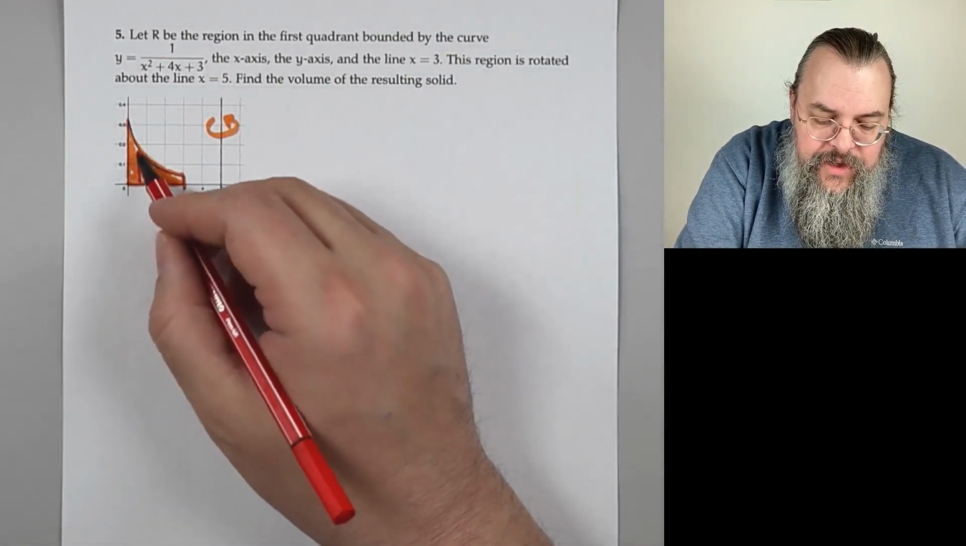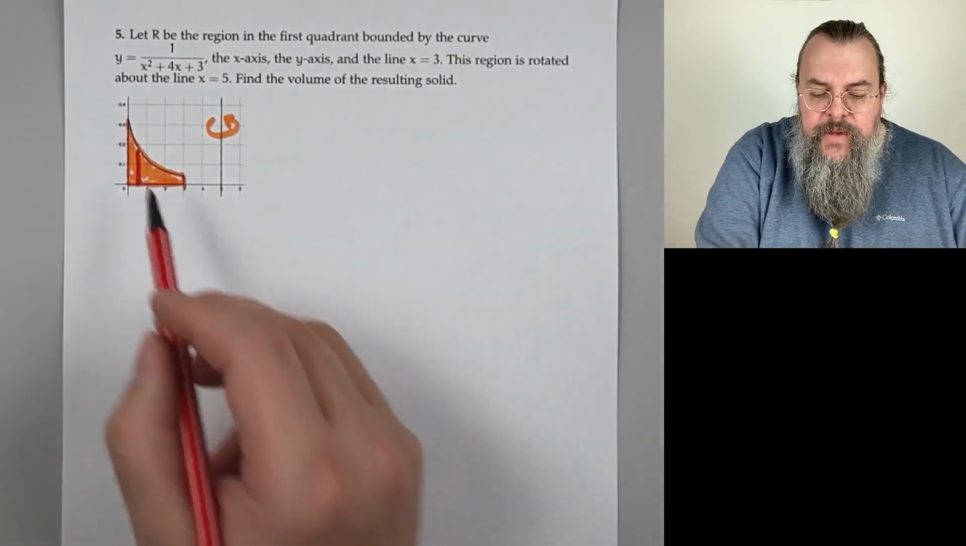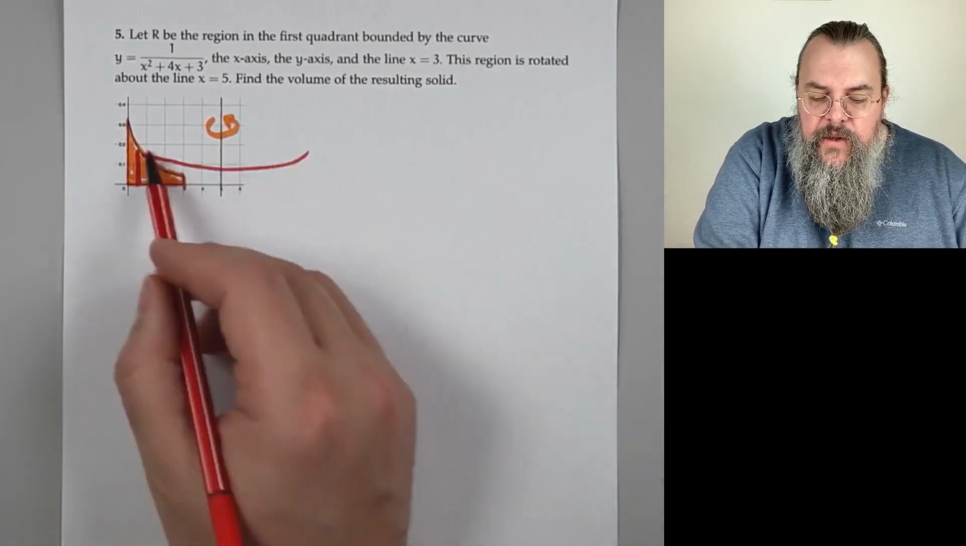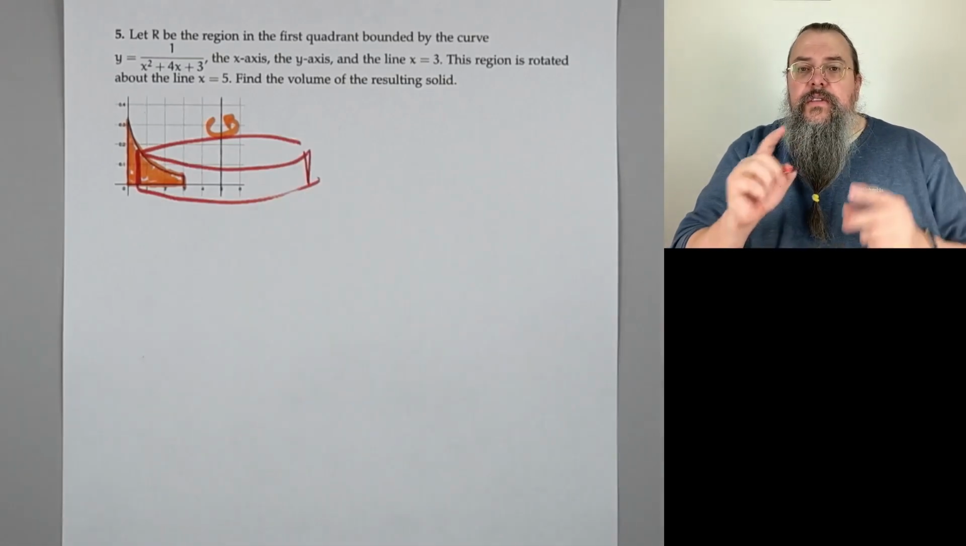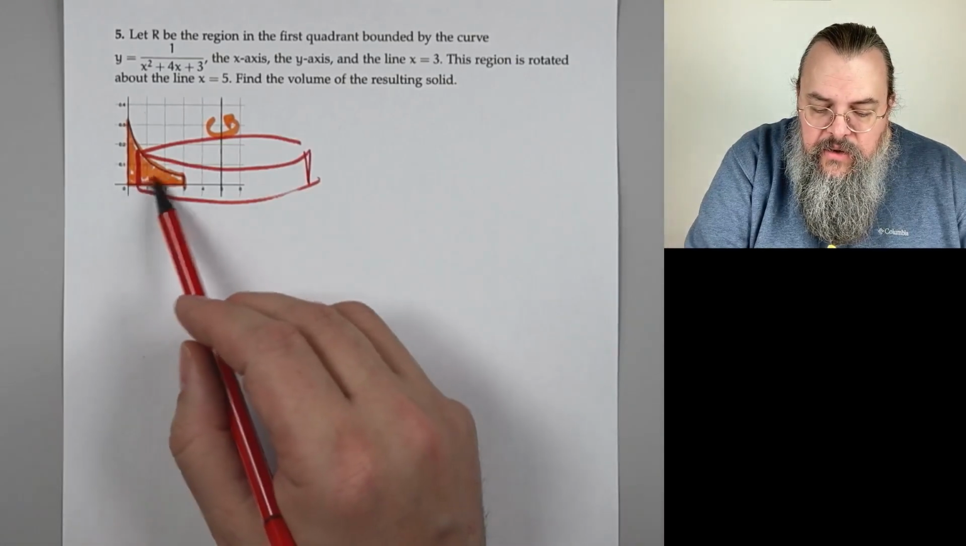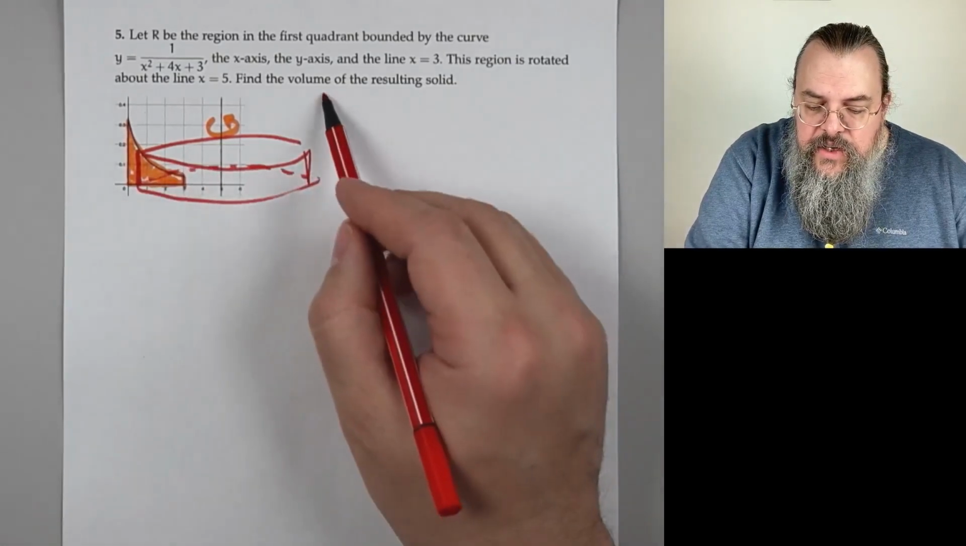It says that, okay, we should think of our slices looking like this, so that when we rotate, what we're going to see is these little tiny shells. Okay, so this is our shell method.